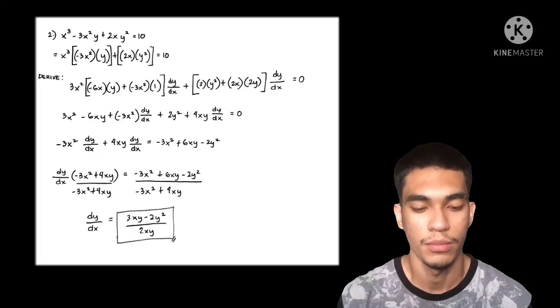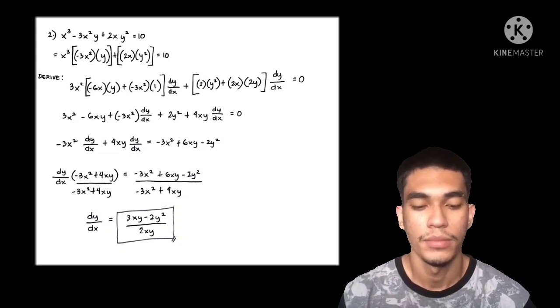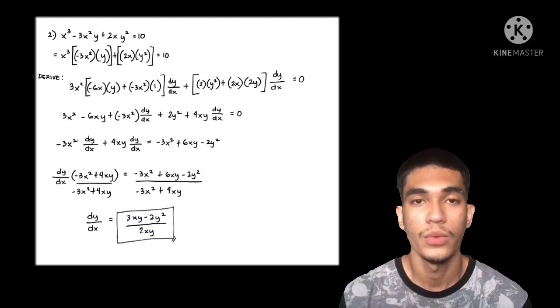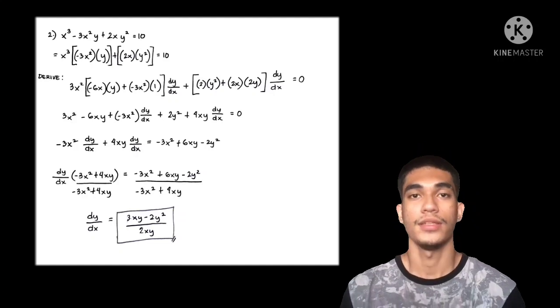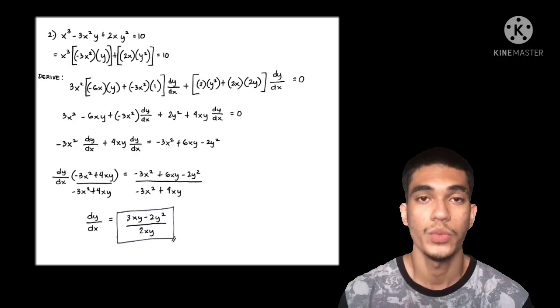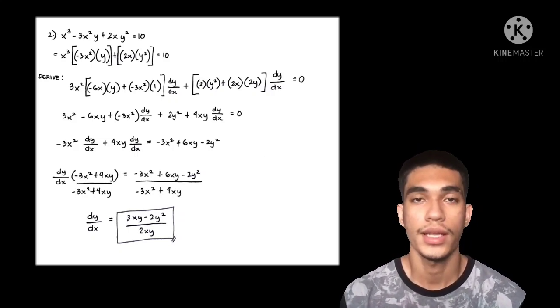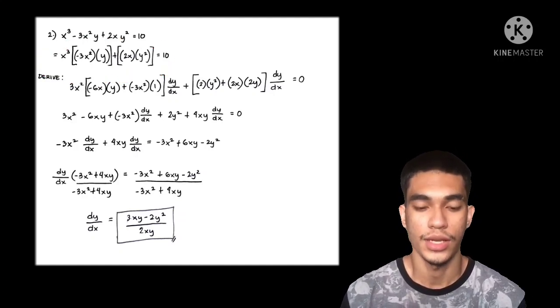For our problem number 2, we have here our given, which is x cubed minus 3x squared y plus 2xy squared equals 10. Now, what we are going to do here is apply implicit differentiation. So, since we will derive our y with respect to x, we can rewrite our given like this. Now, let's start to derive.